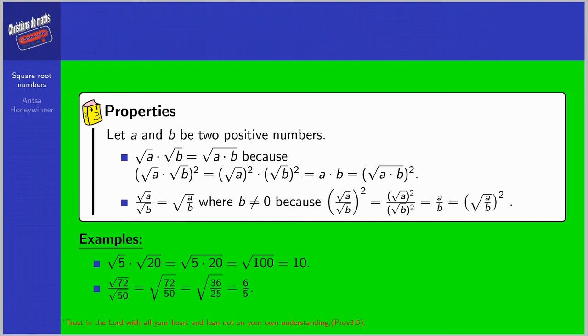So for example, if we compute square root of 5 times square root of 20, it equals the square root of 5 times 20, which equals 10. And if we have square root of 72 over square root of 50, then it equals the square root of 72 over 50, and then we can simplify by 2, and we have square root of 36 over 25, which equals 6 over 5.